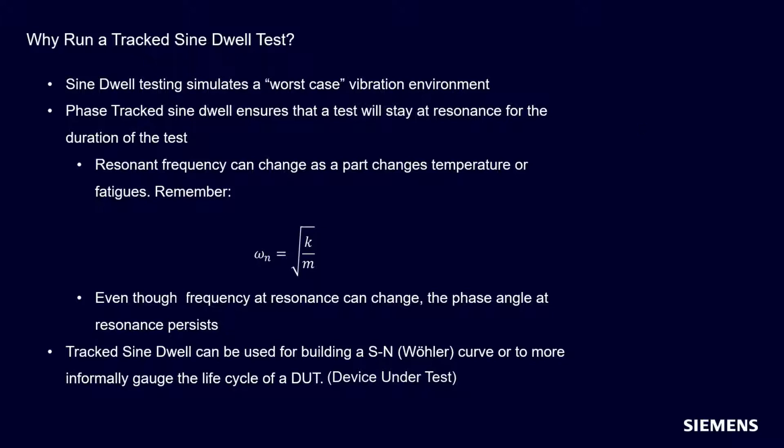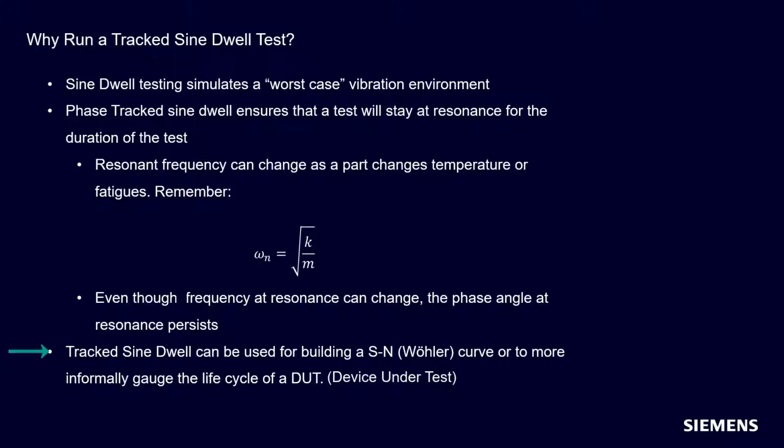Now, in a complex nonlinear structure, we also have this phenomenon where different levels of base excitation are also going to change the response frequency. But even though the resonant frequency can change, the phase angle at resonance stays the same. So we can use Tract sine dwell to keep on that phase and make sure that we're testing at resonance the whole time. And then what you can do is build in a formal high cycle fatigue type of test.